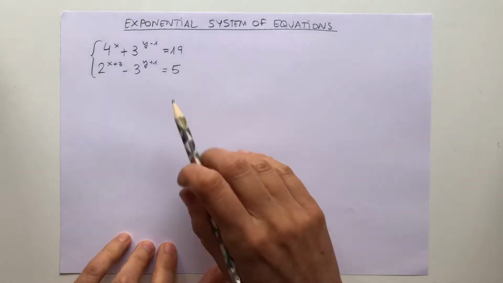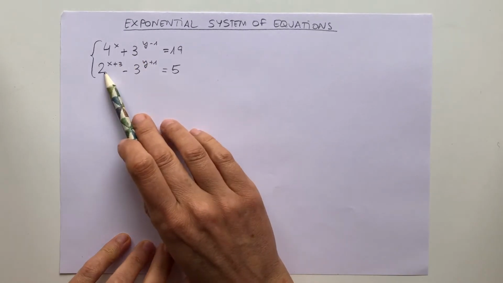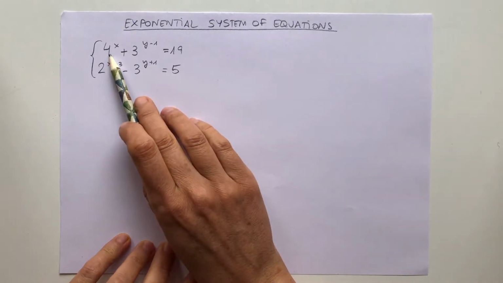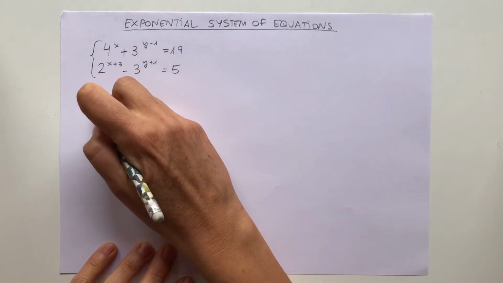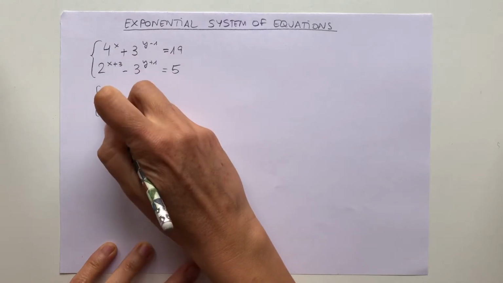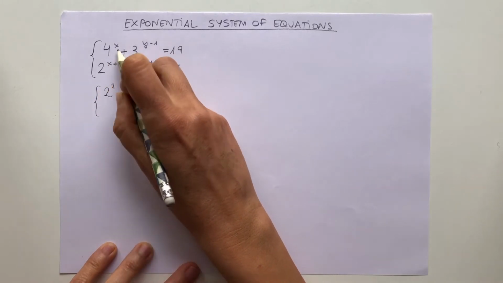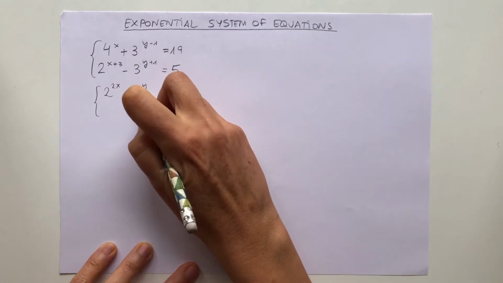First thing we are going to do is I observe that here I have a power of base 3 and a power of base 2. And I can transform this power of base 4 into a power of base 2, because 4 equals 2 squared. And I can write that this is 2 squared to the power of x, so I can multiply the exponents. This would be my first step.